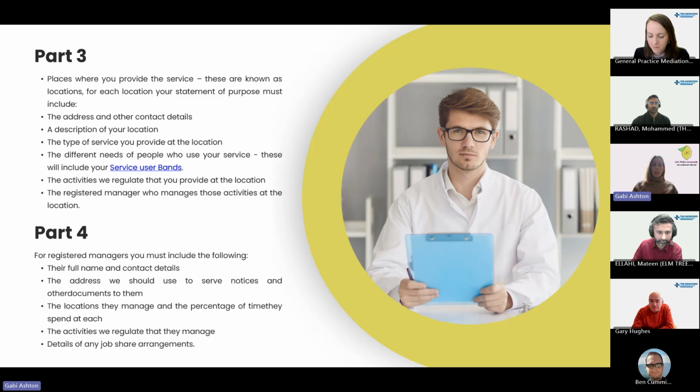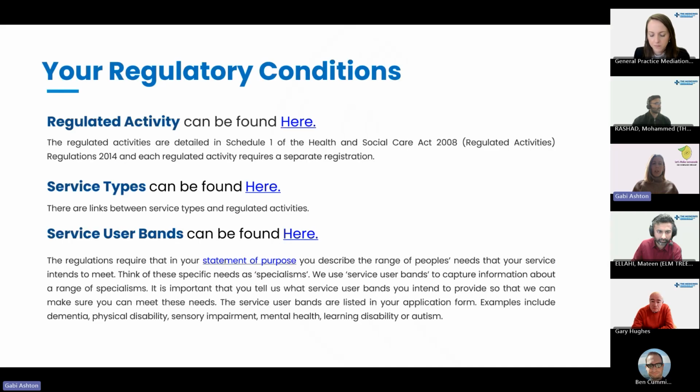Then part 4 is looking at the registered manager. So this is where your registered manager would need to provide all of their information for you to submit at provider level. So you'd need their full contact details, the locations that they will be managing, the activities, and then any details of job share arrangements. So it can be quite a lengthy document depending on the level of service you provide, but again, we can support you to keep that up to date if you needed.